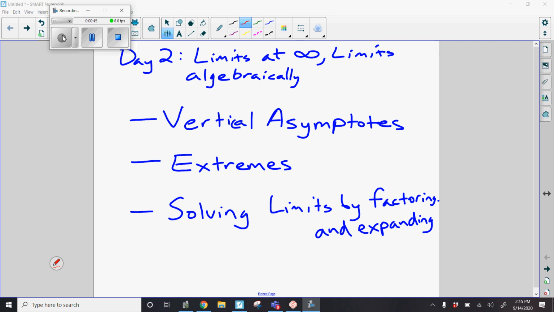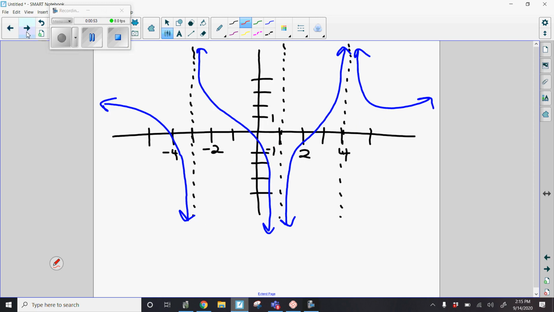Okay, so let's start taking a look at what happens when we do limits around vertical asymptotes. So here we have a graph. Let's call this blue line the line f of x. If you want to just take a second and pause the video and sketch that graph in with those three different vertical asymptotes, we're going to take a look at solving limits around these vertical asymptotes.